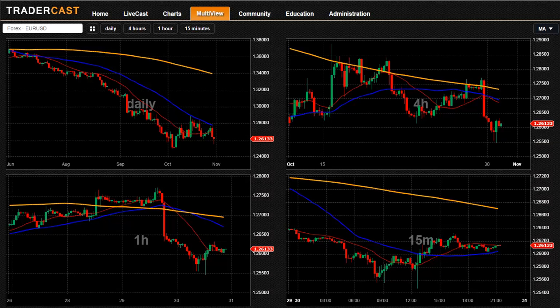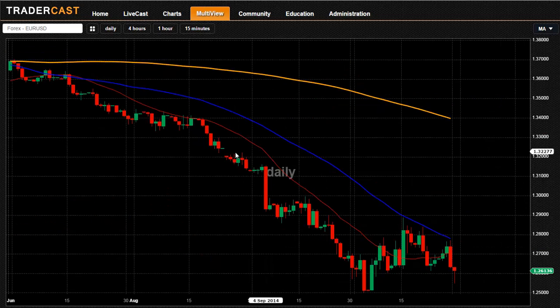We're currently looking at the multiple time frame analysis for the euro-dollar currency pair. This is our daily, 4-hourly, hourly, and 15-minute time frame. So our daily appears to be quite bearish. Price is making lower lows and lower highs.